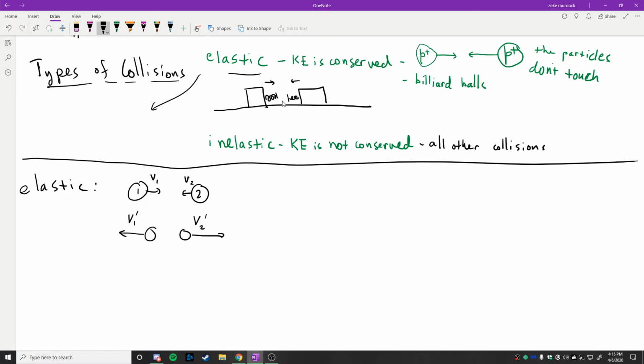These could be two electrons or two protons or something like that. What we can say for this system is that the momentum of the system initially should be equal to the momentum of the system after the collision if we sum up all of these. In addition, we can also say that the kinetic energy before the collision should be equal to the kinetic energy after the collision.